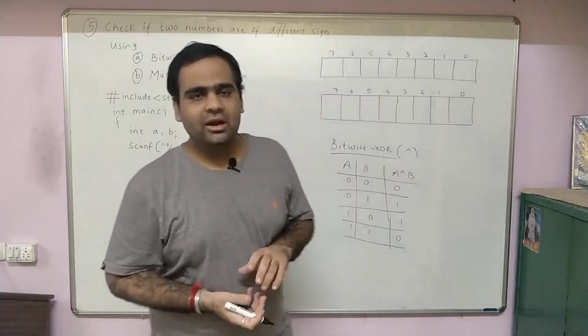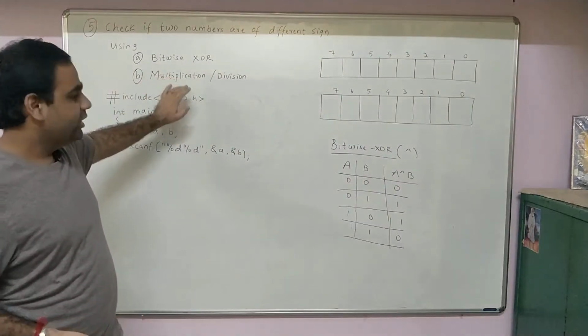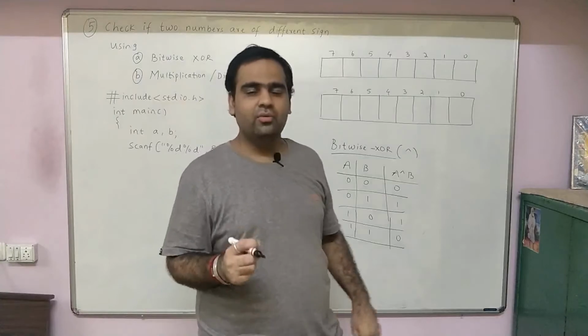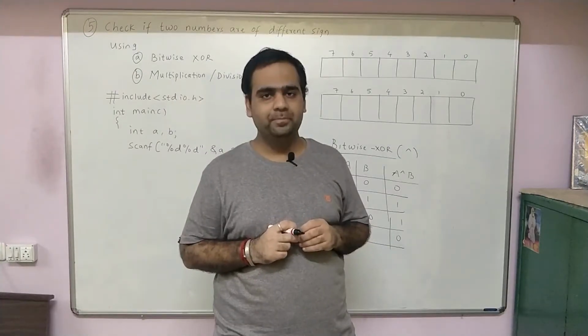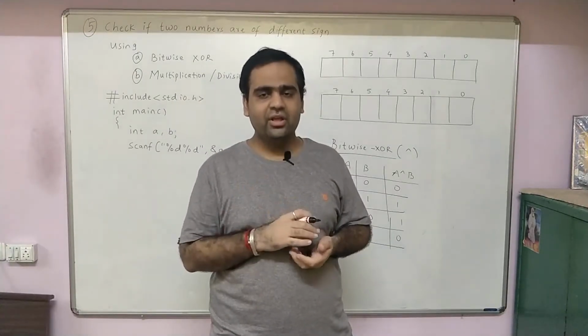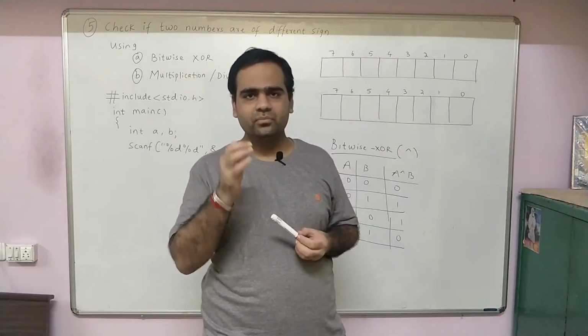Okay, now we can do this program with the help of two things. One is the bitwise XOR, the other one is multiplication or division. Now how can bitwise XOR be used over here?